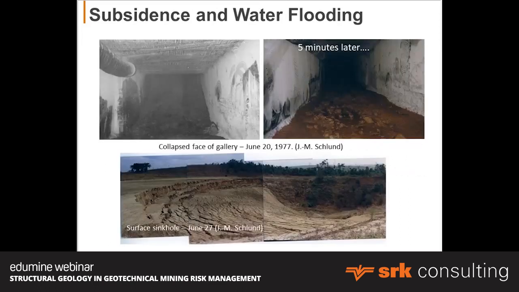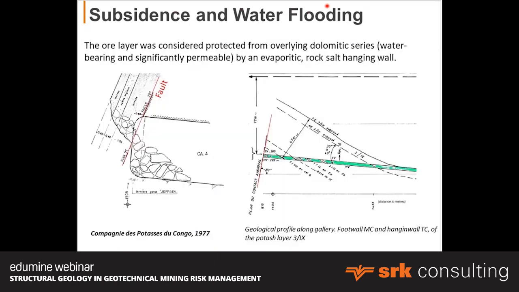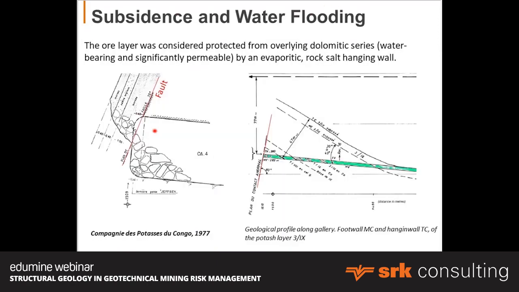Right, this is what it looked like when the water started to flow through. Okay, here's the mud rush, and by June 27th, these sinkholes had appeared at surface. Why did this happen? Well, here's a tiny little fault that intersected in the development end, but unfortunately that fault was linked to an overlying dolomitic series with a lot of water within that system.